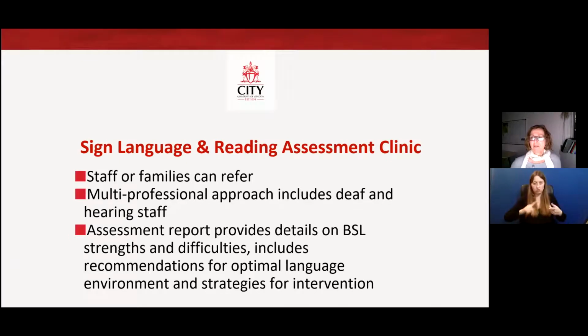Just to end, Elizabeth did mention that we do have a clinical activity at City, probably less relevant for yourselves over in Ireland, but it's something to think about, I suppose, whether something like this is necessary in Ireland as well for Irish Sign Language users, because the sorts of children we get referred are often children where their language is not developing typically, and people want another pair of eyes on a child. We managed to get a multi-professional team of deaf and hearing staff involved in the assessment process, and we try and work with local teams to make recommendations for the children's language environment and strategies for intervention.